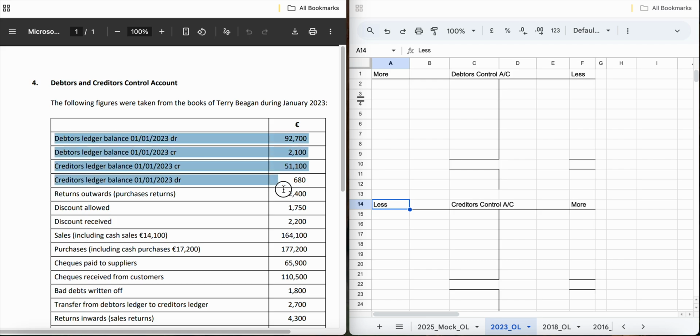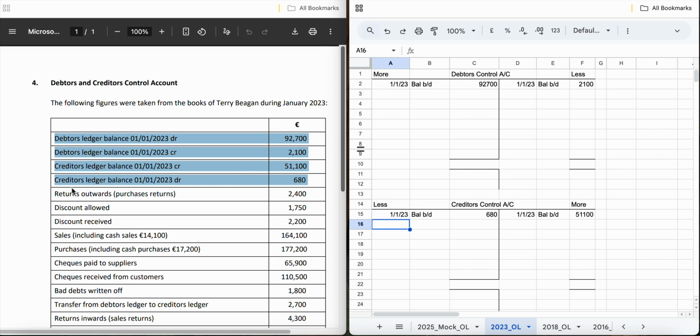So let's have a look at these four here. These four are just laying out our balances. Debtors on the debit side, 92,700, and on the credit side it says 2,100. So balance BD, just write into both sides, first of the first, 23. The creditors, it says on the credit side 51,500. Balance BD again, first of the first, 23. And 680 on the debit side. The debit is the left side. Balance BD, first of the first, 23.